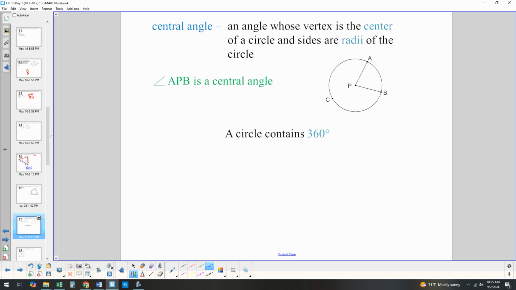A central angle is an angle whose vertex is the center of the circle and the sides are radii of the circle. So this angle here, angle APB, is a central angle because P was the center and AP and BP are radii. And a circle contains 360 degrees. So if I were to draw a whole bunch of central angles in a picture, they would add up to 360.